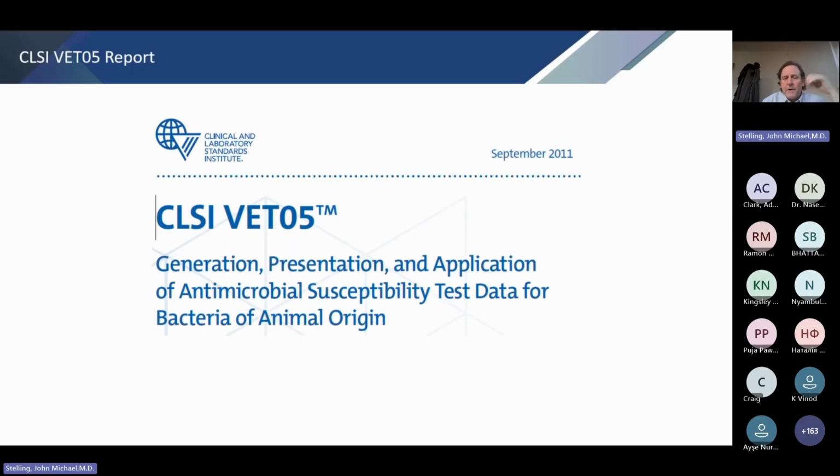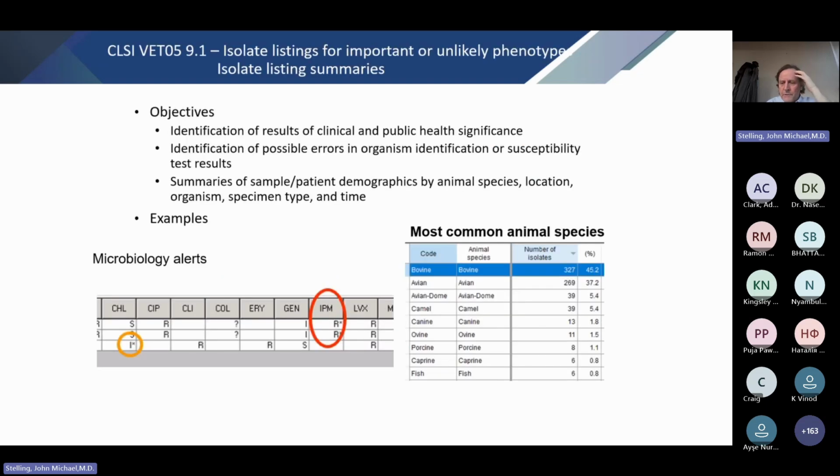I'm going to go through this very quickly. I'm the co-author of this document from 2011 called VET05. There's a similar one on the human side called M39. It's guidance for analysis and presentation of data. VET05 specifically on bacteria for animal origin. I'm just going to go through this very quickly to just inspire you about the kinds of things you can do with resistance data.